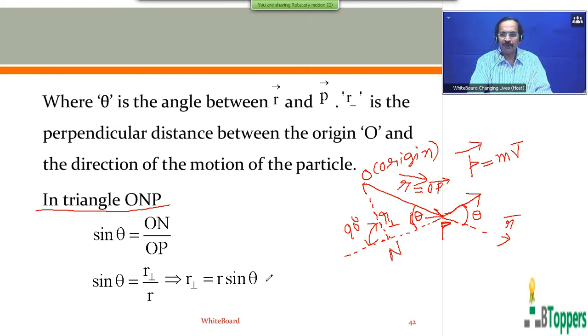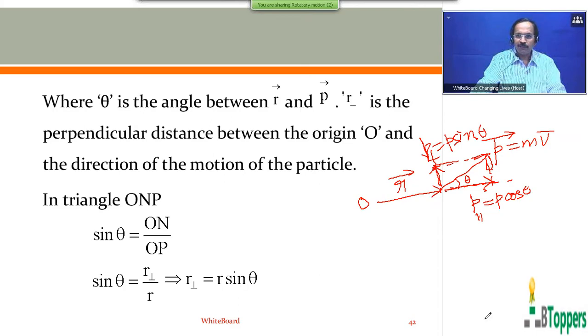So those who want to copy the notes can take a pause and finish writing the notes. You can also express the magnitude of the angular momentum of the particle as R into P sin theta.